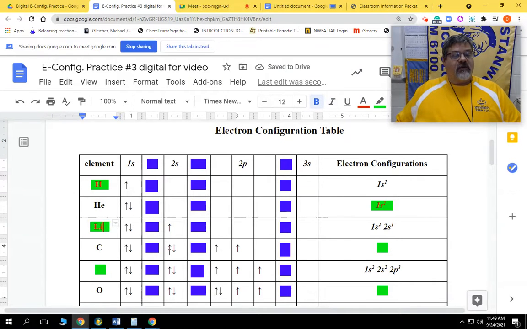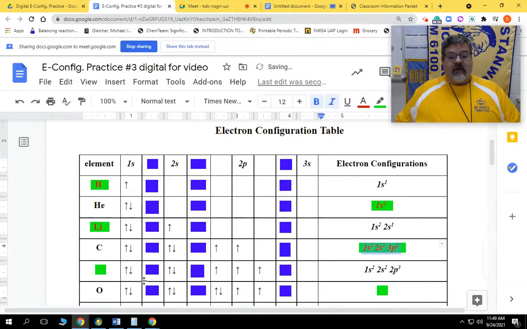We go to the next one. We have 1, 2, 3, 4, 5, 6. So I have 6. That's the atomic number of carbon. So we're going to do 1s2, 2s2, 2p2. So we're going to do 1s2, 2s2, and then 2p2, and there's our answer for that one.